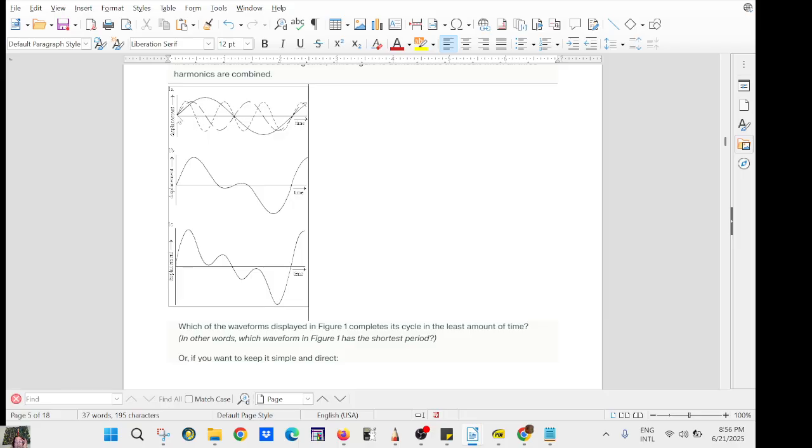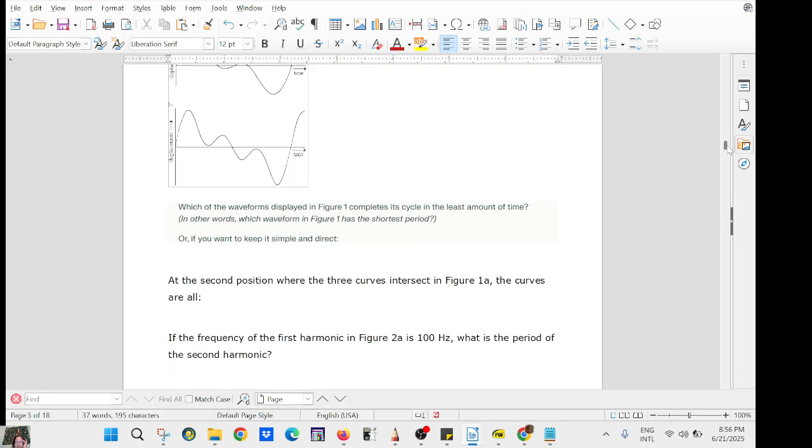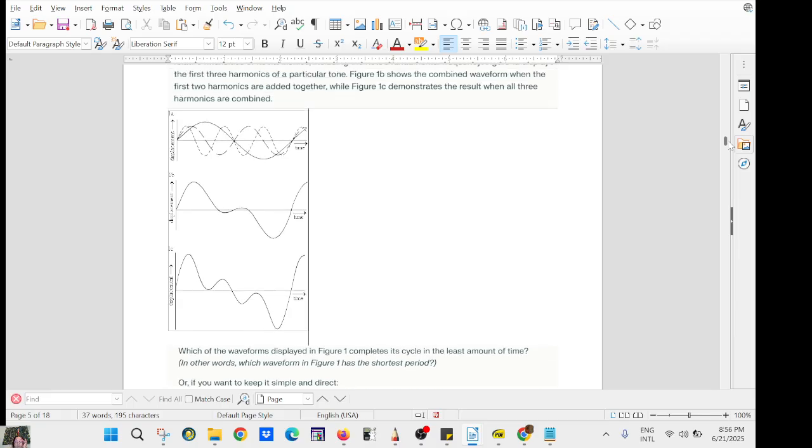Least amount of time. So this is one cycle, and the time for one cycle is the period. The third harmonic will have the smaller period, or the larger frequency. So the answer is the third harmonic. At the second position where the 3 curves intersect, they intersect here and at the second point they intersect there. So it means it's a node for all 3 of them.